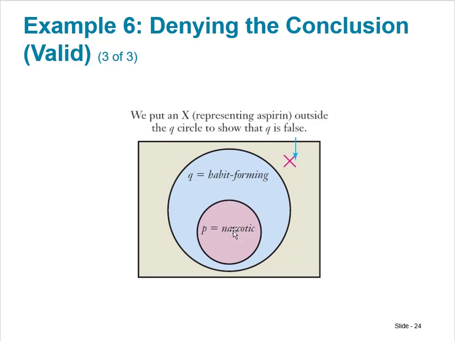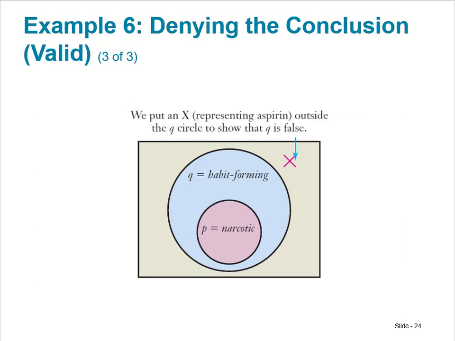And then it says aspirin is not habit-forming, so it has to go outside the blue circle. So there's our X for aspirin, and therefore aspirin is not a narcotic, which is true, right? So it's a valid argument. It can't be in this circle, so it's valid. Again, it's not because aspirin is not a narcotic that that makes it valid. It's the fact that the setup says that it can't be in that circle. Whether or not aspirin was a narcotic doesn't matter.